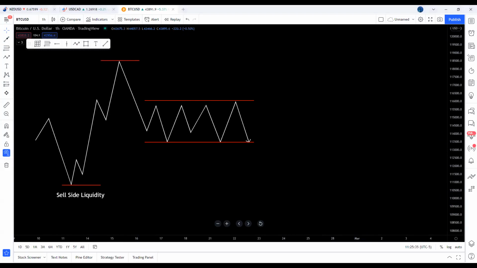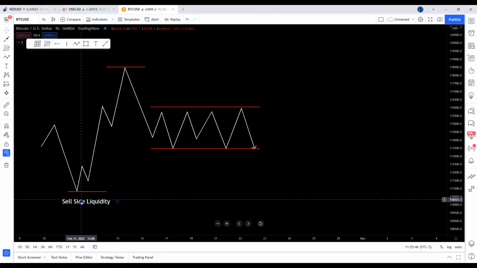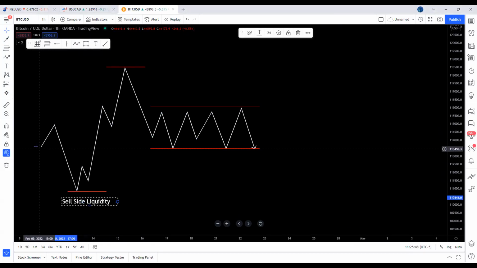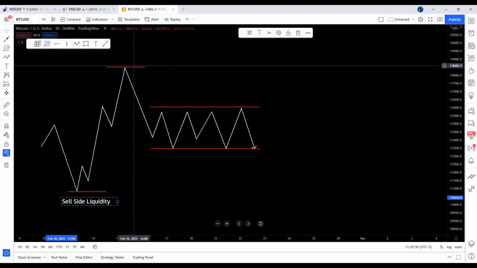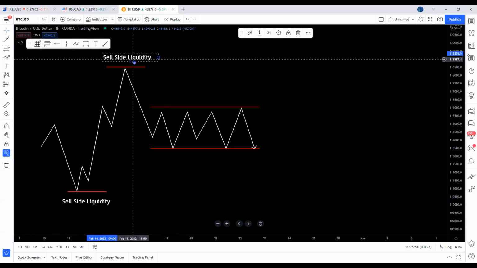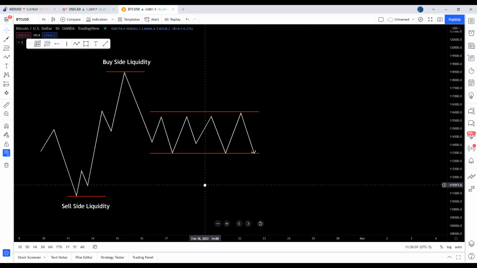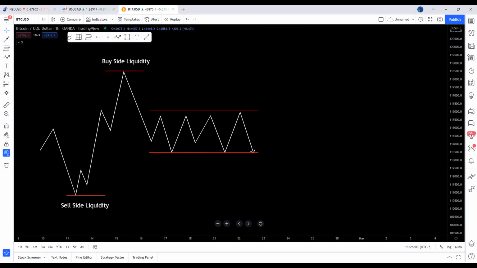So because of that, when that happens, what does that become? This becomes a target for liquidity, right? This becomes a target for banks to later target. So if this is sell side liquidity, right, meaning that it creates a low, what is this? There's a buy side liquidity. Buy side liquidity, right? So this is buy side. So you see that there's sell side and now there is buy side, right? So that's pretty simple to understand.